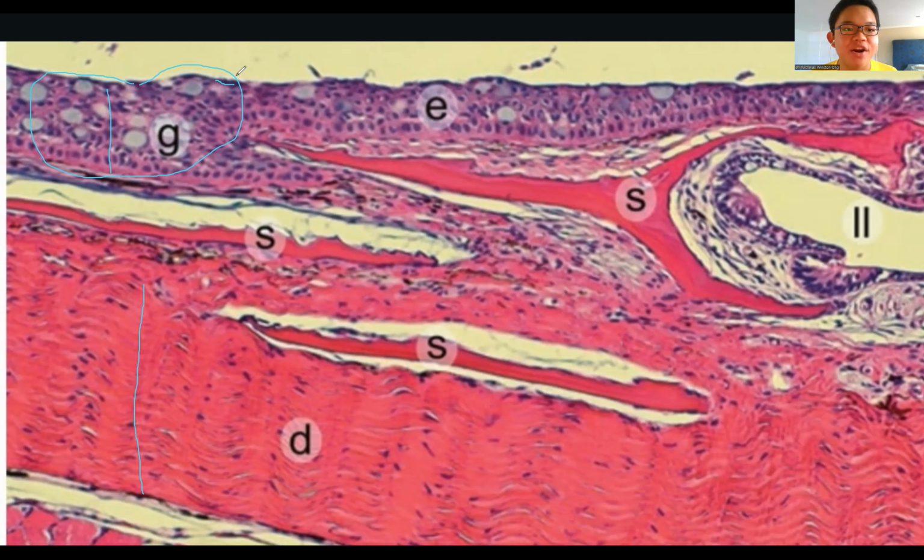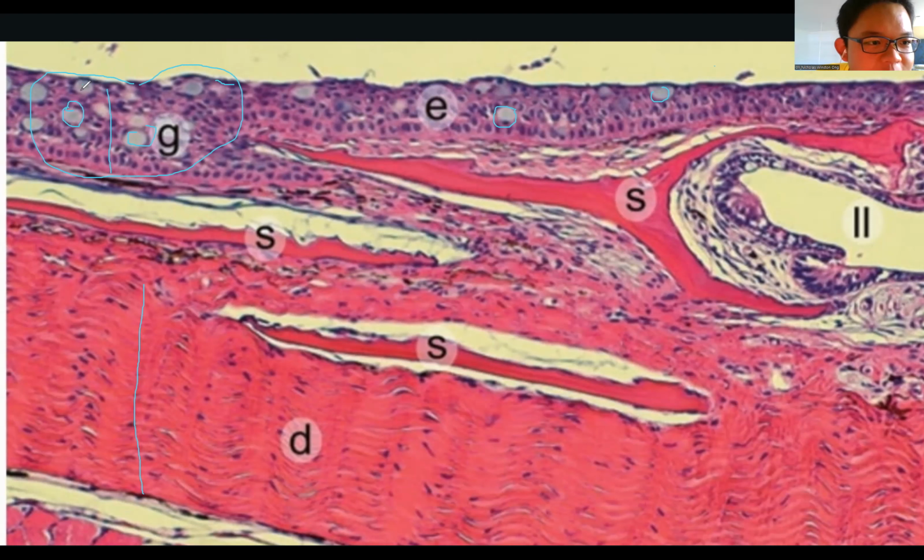But unlike other animals, the stratified squamous epithelium of the fish has goblet cells. These are the goblet cells. These dots, these mucous cells, are goblet cells. These goblet cells function to produce mucus. And this mucus, as I mentioned before, will help to reduce the friction and reduce drag between the fish and the water. So this is one of the structures that make the fish skin so special compared to the skin of other animals.